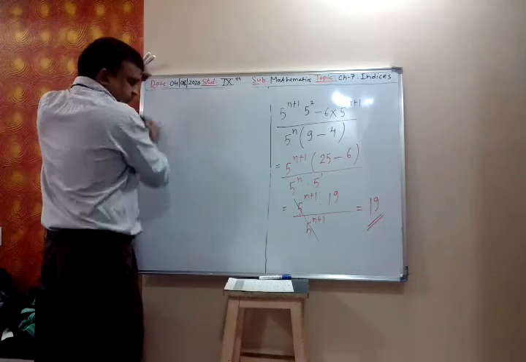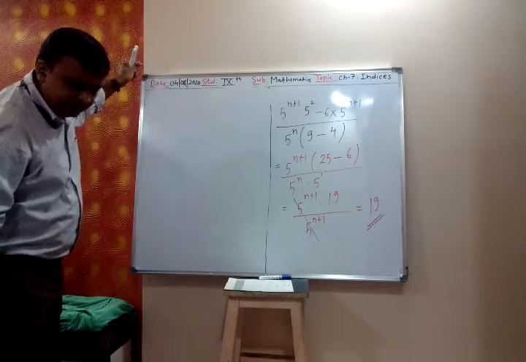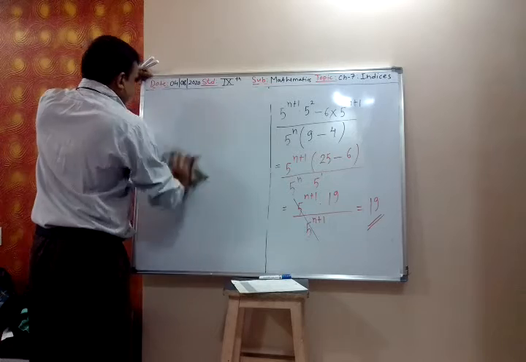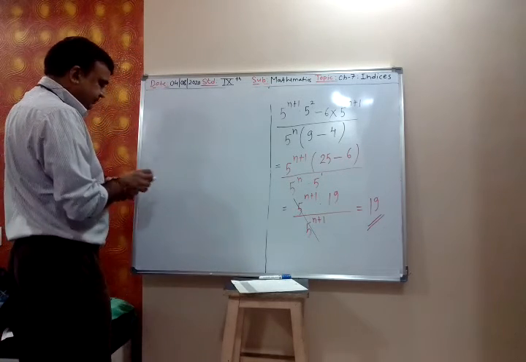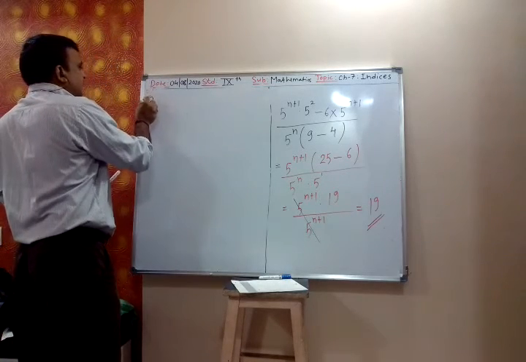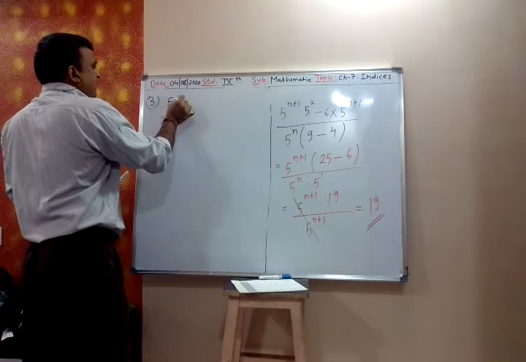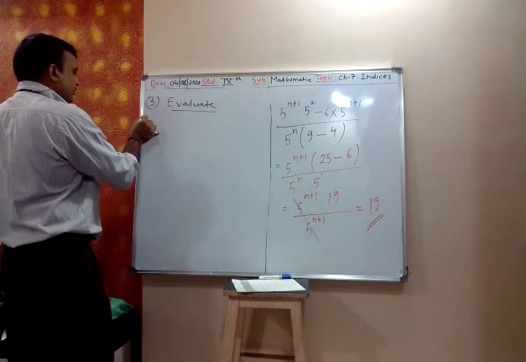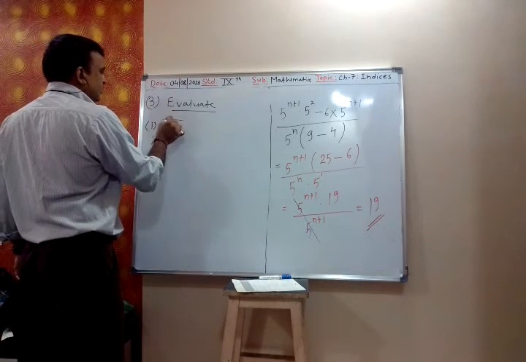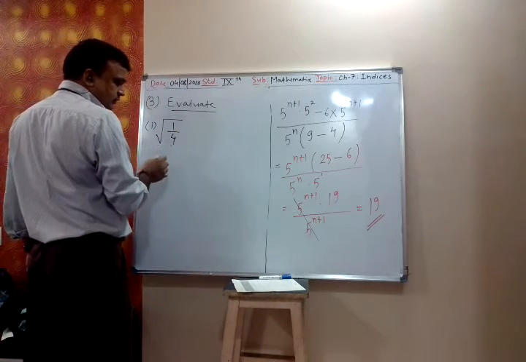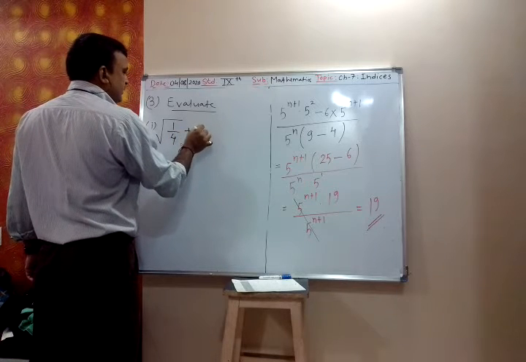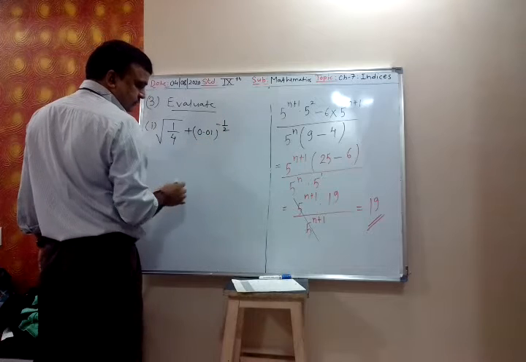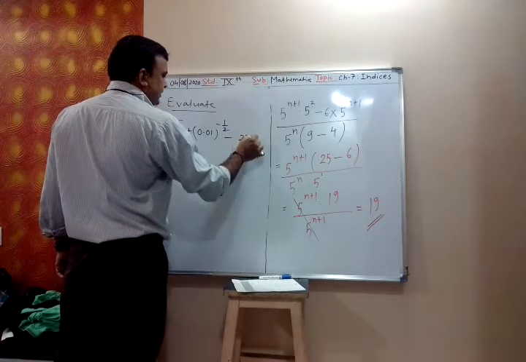Let us start with the third. Let me solve 1 and 2 both. Third, evaluate or simplify: root of 1 by 4, plus 0.01 raised to minus half, minus 27 raised to 2 by 3.